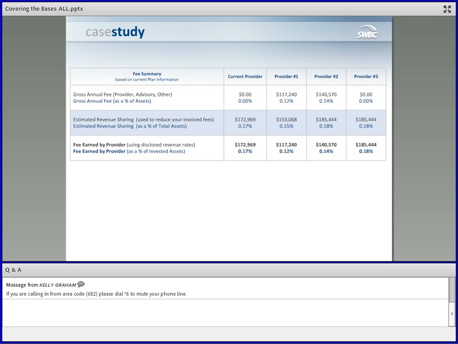In this case, the current provider, they were able to negotiate $30,000 in fee concessions, and they used that $30,000 then to go out and help pay for audit fees or outside advisor fees. And in fact, then still paying the same amount, we're able to reduce overall costs associated with the plan.